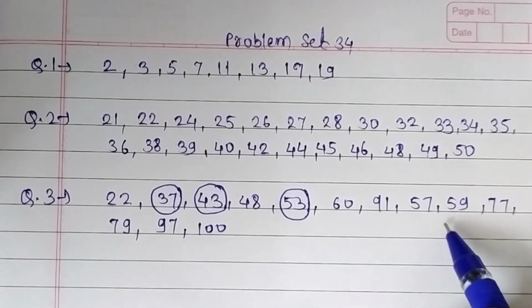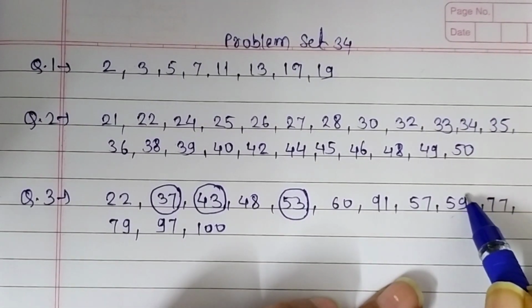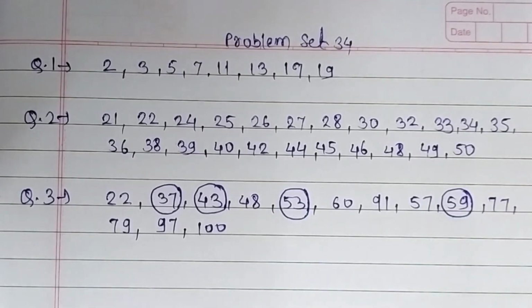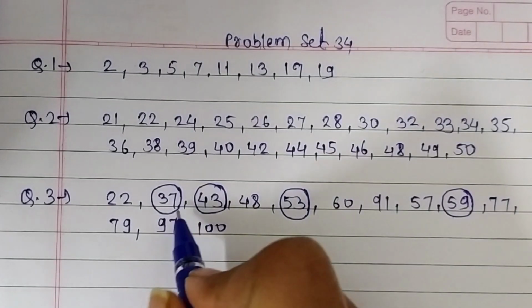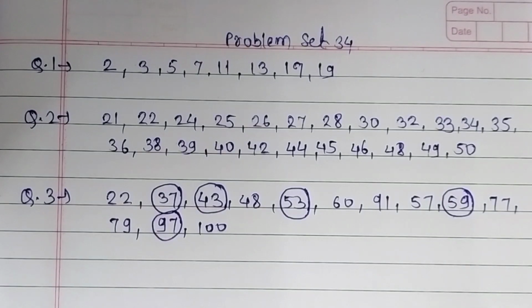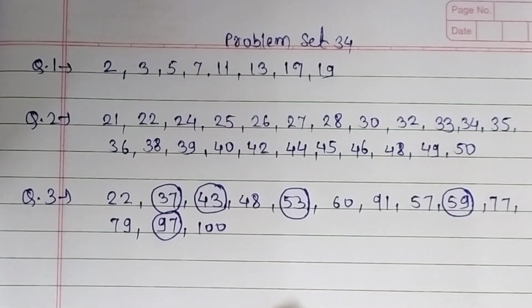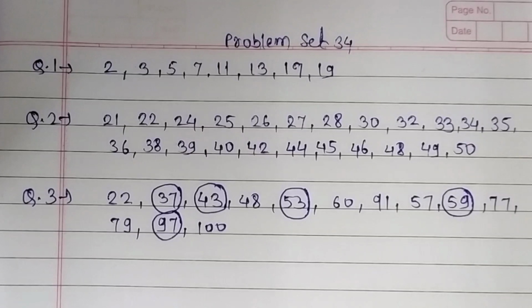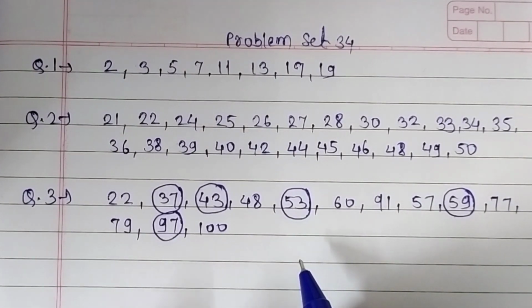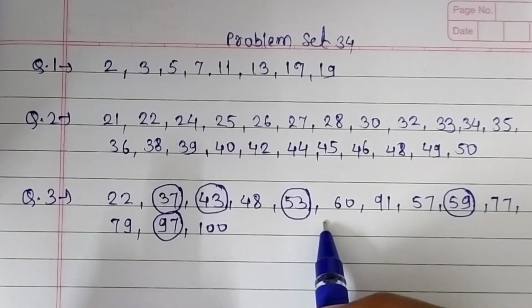Then 59 has 2 factors and 97. These are the prime numbers among the given numbers. If you notice the numbers or find the factors of those numbers, you can easily solve such types of questions.